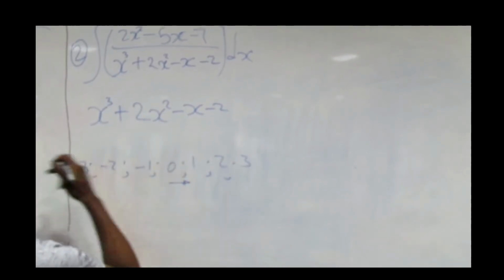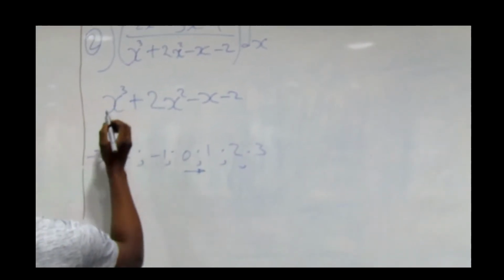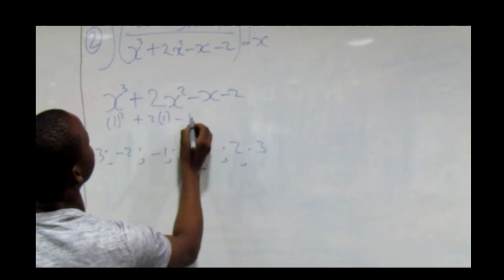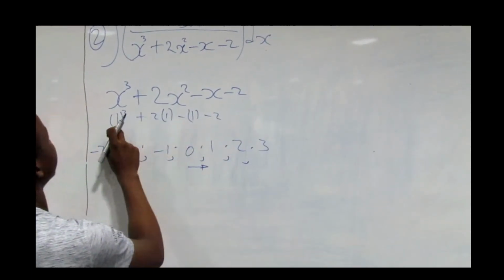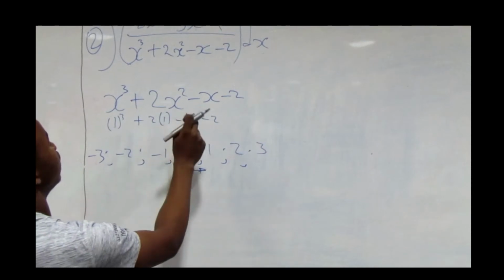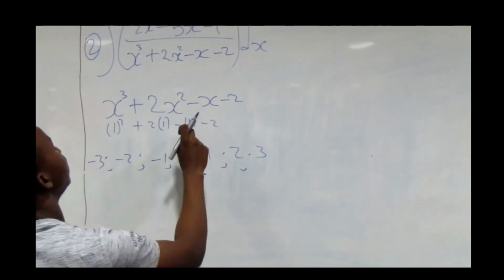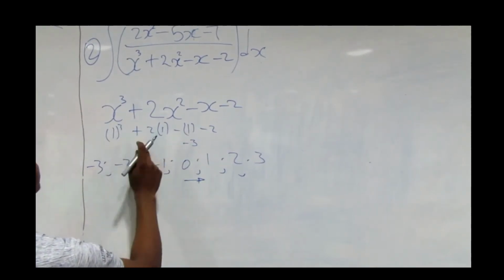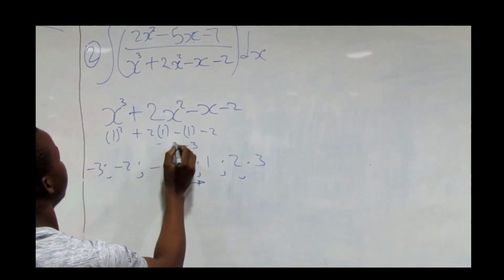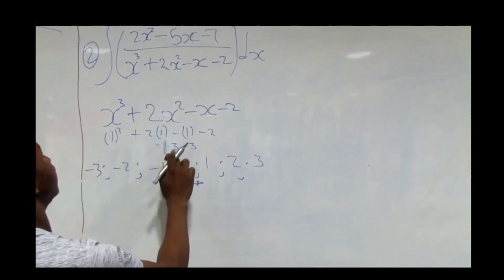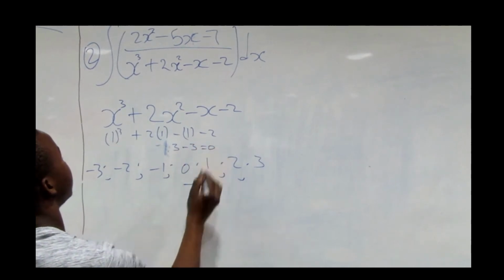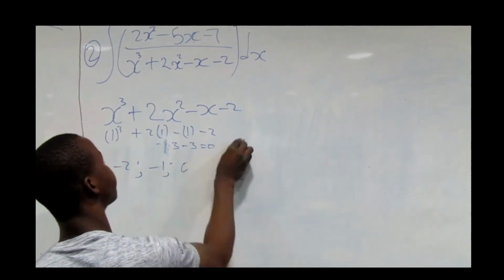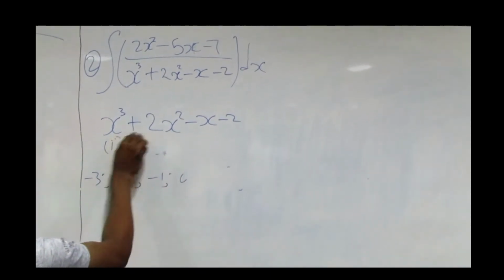Then when we substitute 1 here: 1 cubed plus 2 times 1 squared, minus 1, minus 2. This is 1, this is 2, this is 1, this is negative 2. Negative 1, negative 2 is negative 3. Then 1 plus 2 is 3, and negative 3 plus 3 gives us 0. Then our factor is 1. We're going to take 1 to be our factor.